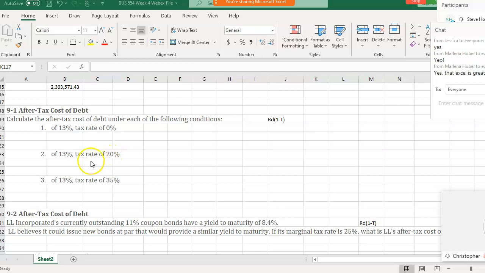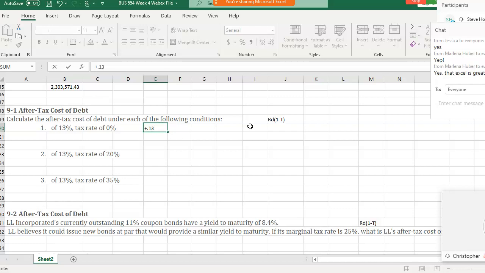Says right here that for Chapter 9, we have the after-tax cost of debt. And you can see here, we're going to go with 13% and the tax rate of 0. And this is the little formula right here that I plugged in. And so with this formula here, I can just plug in my number. So my R sub D is the cost of debt. And so they told me it's 0.13.